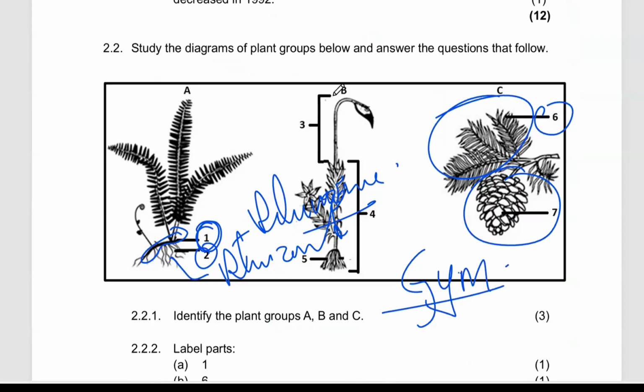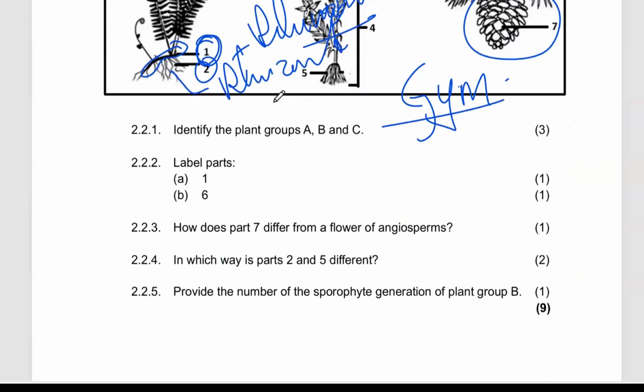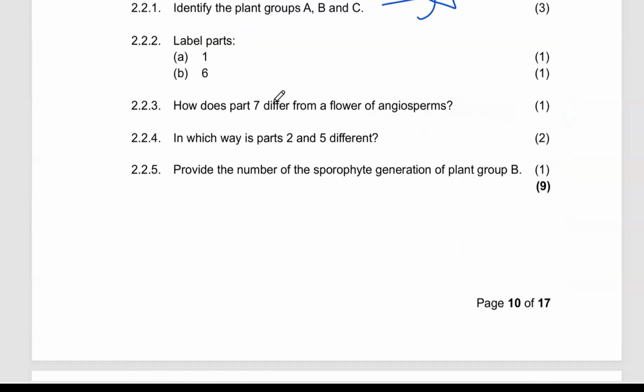The major difference between the gymnosperms and the angiosperms: both of them are spermatophytes. Yes, they are seed plants, because sperm means a seed. So both of them are spermatophytes. But the major difference is that in the angiosperms, the seeds are embedded in a fruit, while in the gymnosperms, the seeds are naked. That's why we call them plants with naked seeds. So that is the difference between the two. Okay, we are done with that.